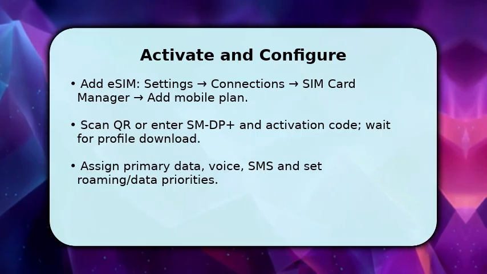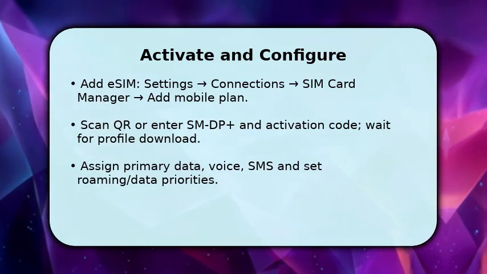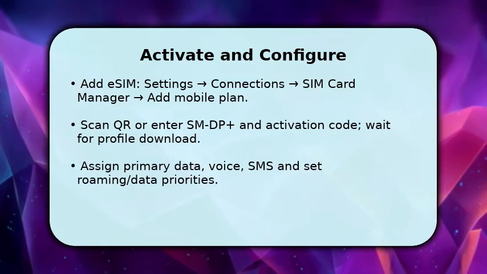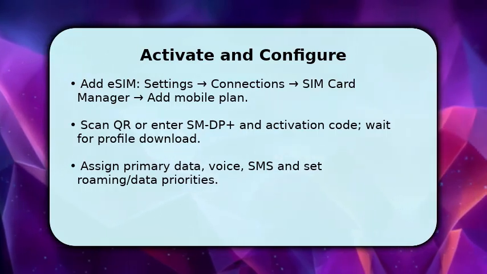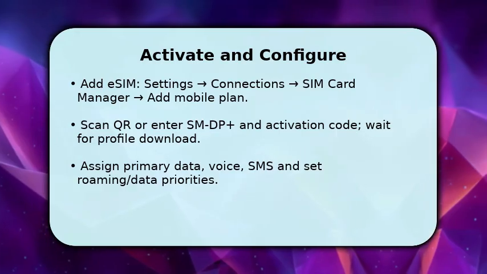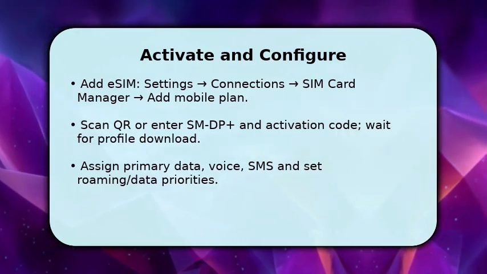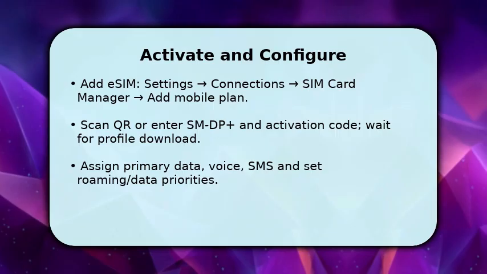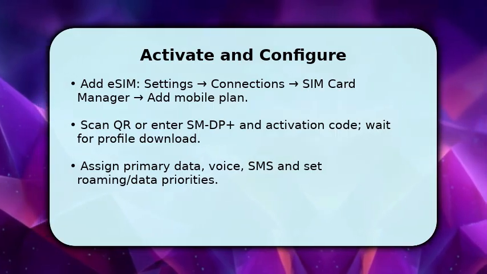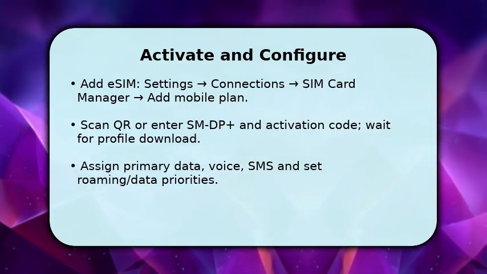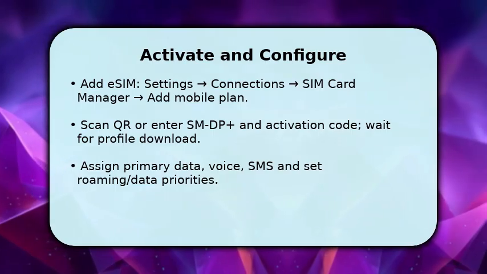After the profile downloads, tap Activate. This can take a minute as the phone registers with the carrier. Once both lines appear, assign which line handles mobile data and which handles calls or SMS. Make sure to label each line clearly so you won't confuse numbers. This prevents accidental charges and keeps your workflows predictable.